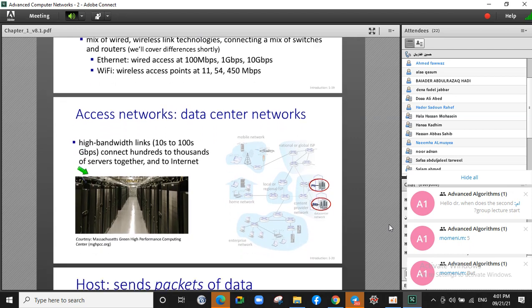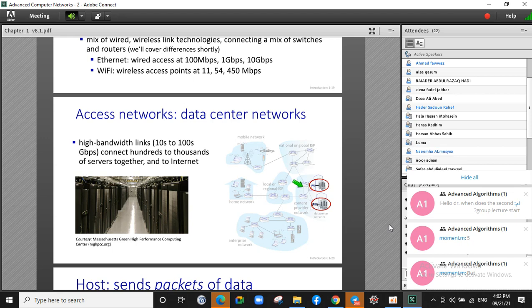The last access network is data center networks. In data center networks, we have several hundreds or thousands of servers placed in a small area. Those servers are connected through very high bandwidth links. The minimum speed in a data center is 10 gigabit per second, but mostly 40 gigabit per second or even 100 gigabit per second connections are used in data centers.